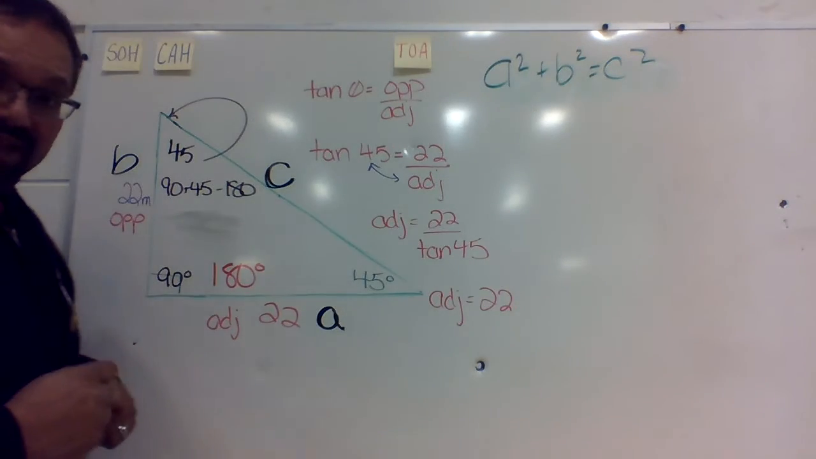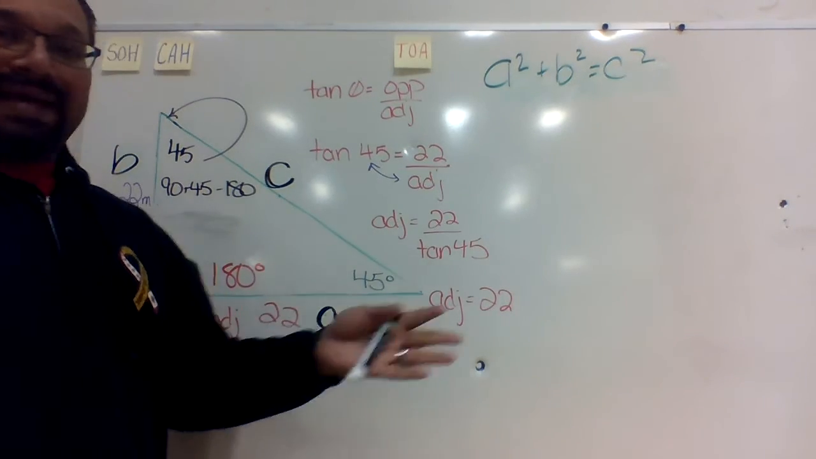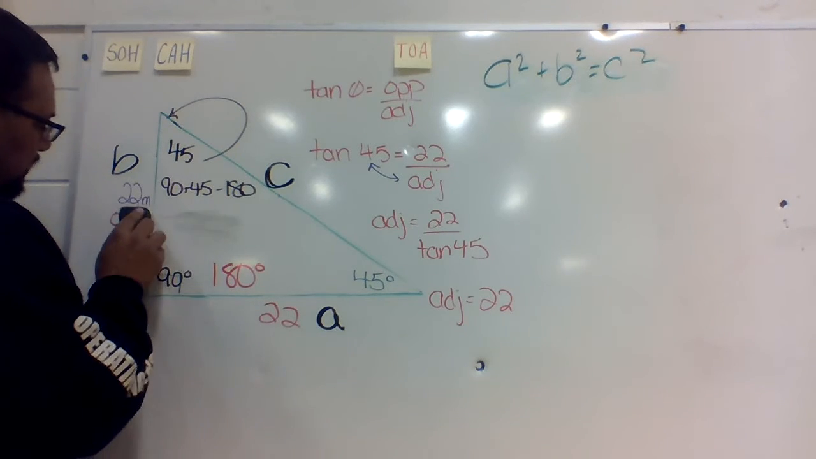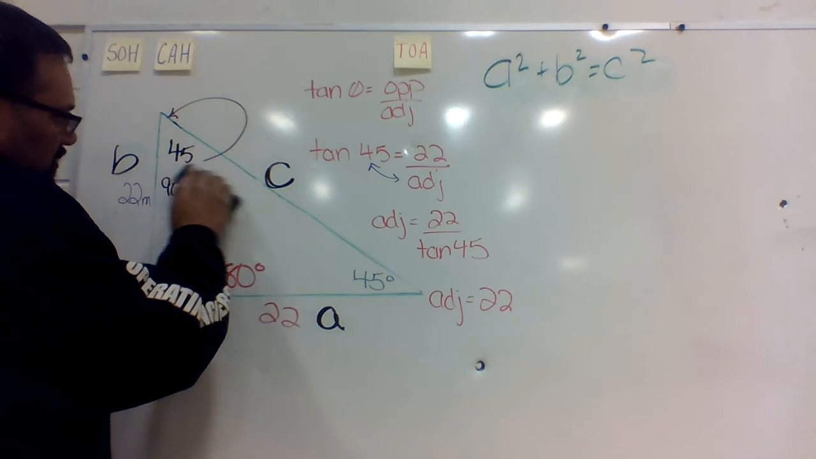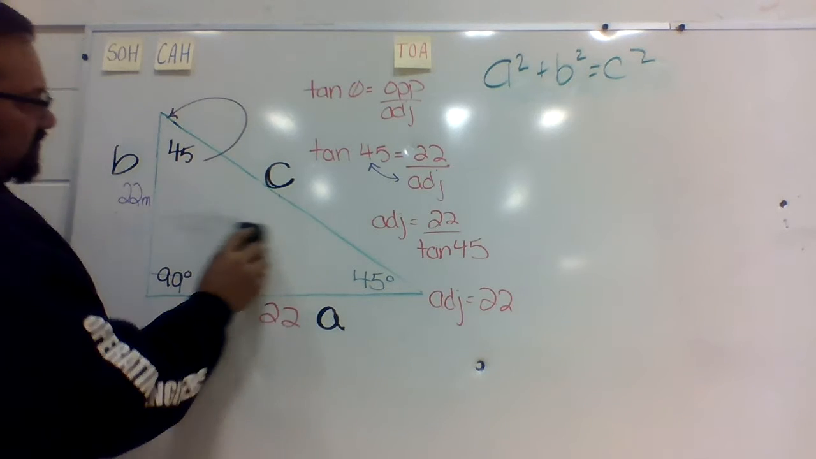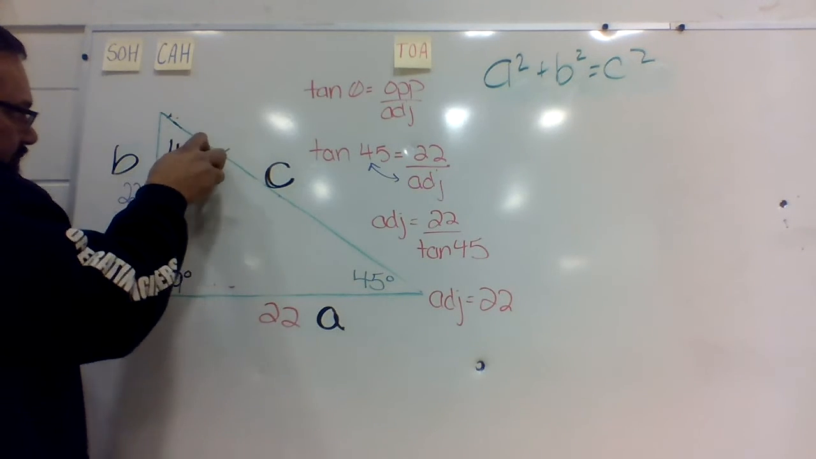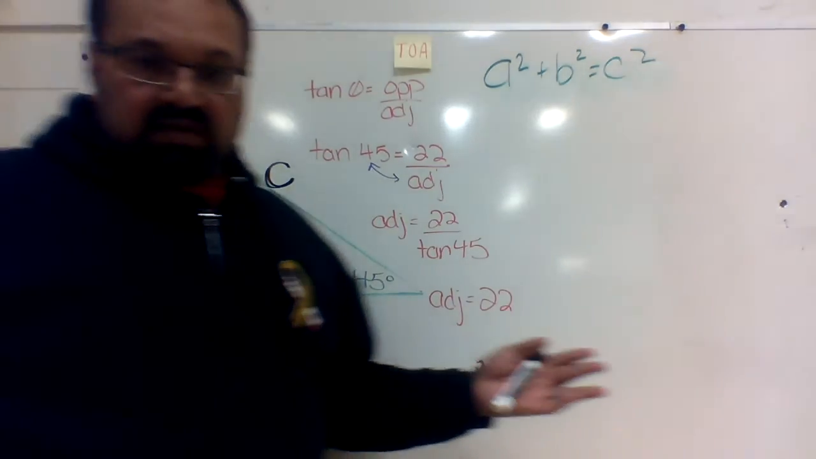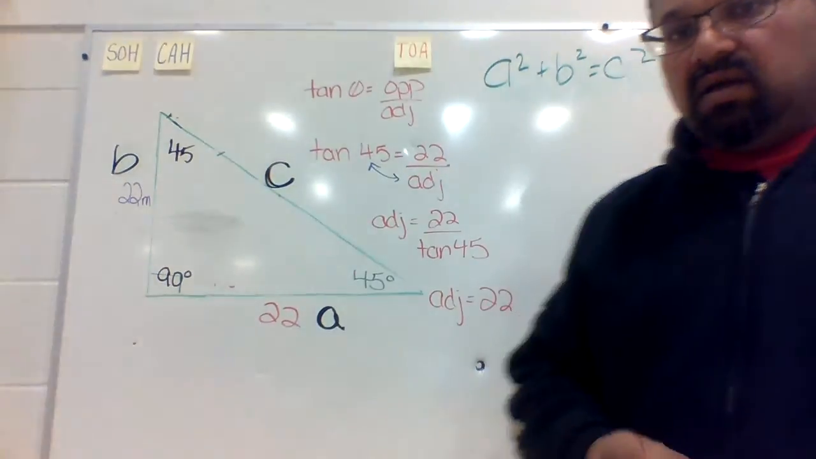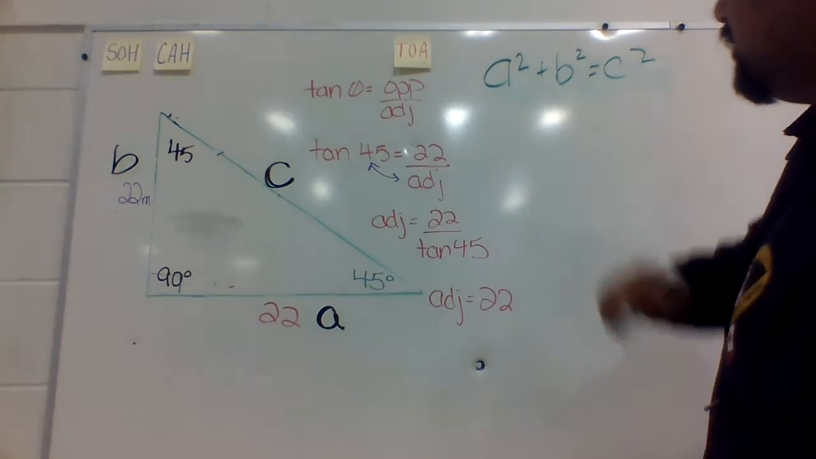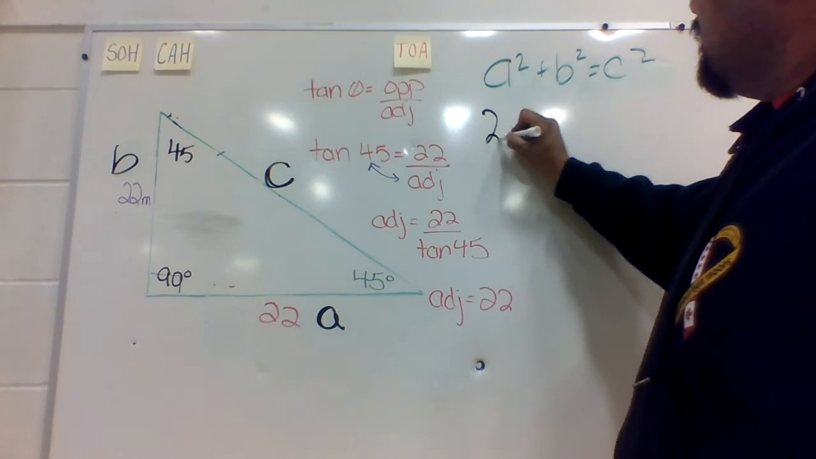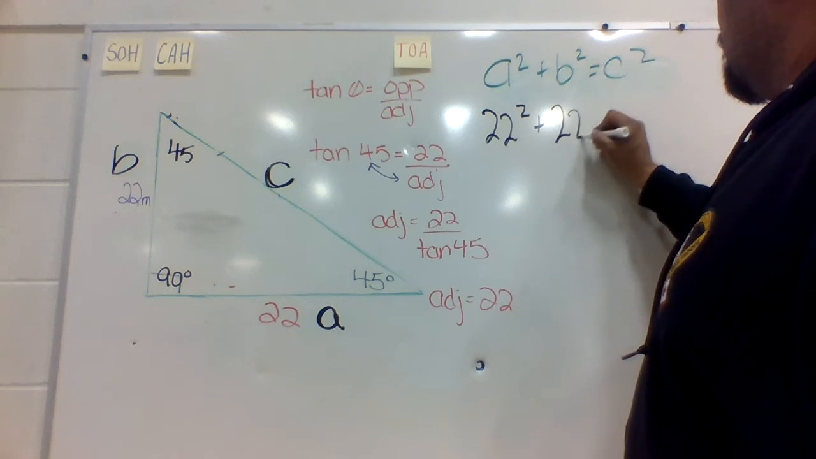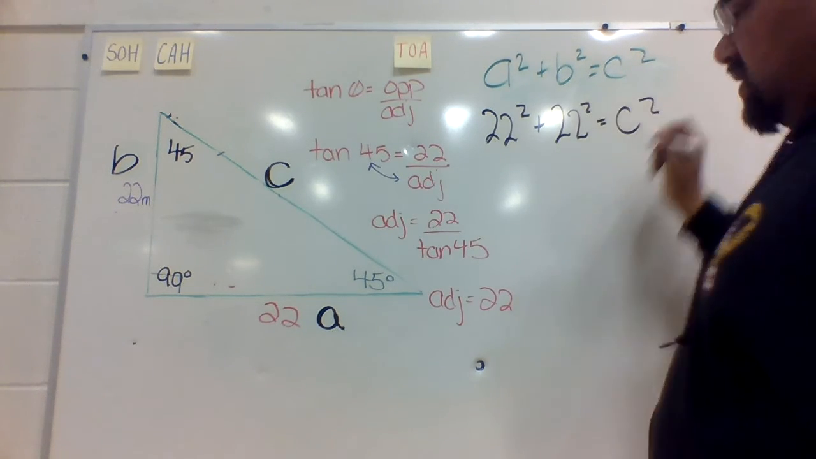I'm going to erase some of this other stuff so it doesn't look so messy, because sometimes that can kind of mess you up. So we're going to get rid of the stuff inside the triangle except for the sides and this line. So all we got to figure out is a squared plus b squared equals c squared. We're halfway there. We plug in what we know. We know that it's 22 squared plus 22 squared equals c squared.